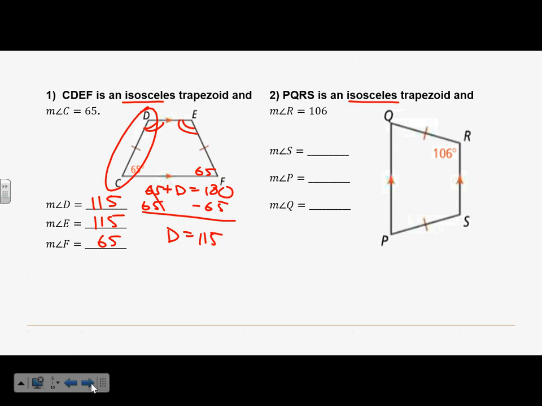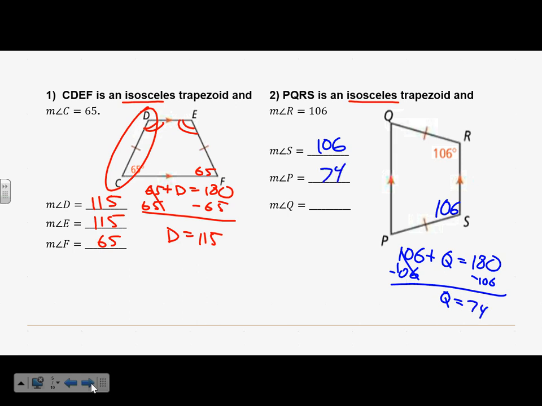So this next one, R is 106, which means S is also 106. And then 106 plus Q is equal to 180. So subtract 106. 180 minus 106 is 74. So again, that means the other two are 74. And again, if you want to add all four of those, make sure all four of them, not just these three, you have to add this one as well. They do have to add up to be 360.